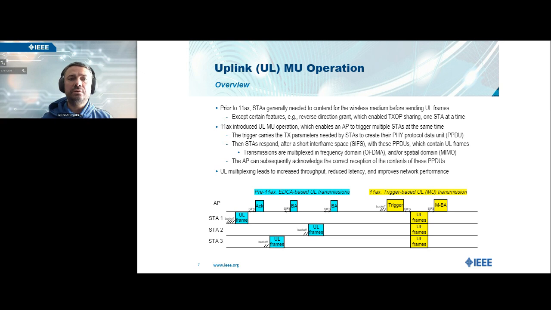The two figures here show how uplink exchanges were performed prior to 11ax between multiple stations associated with an access point. Each of the stations would contend for the medium, and once they obtained the TXOP, they would send their frames. This would be performed repeatedly until their buffers do not have any more data. On the other hand, with a trigger-based uplink multi-user transmission, it is the access point that triggers these stations at the same time to generate their uplink frames in response, hence optimizing the wireless medium utilization.